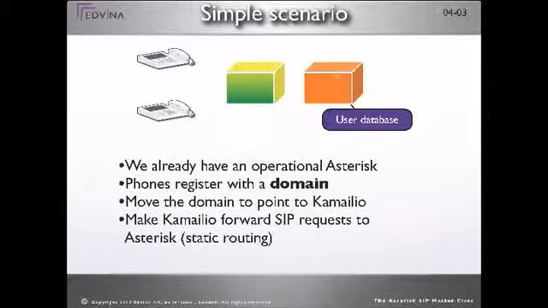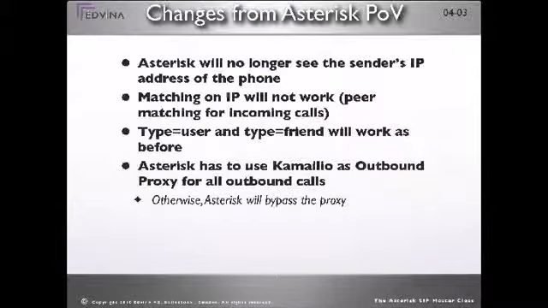So what can we do with this? Well, from Asterisk's point of view, Asterisk will no longer see the IP addresses of the phones, because all messages are sent from Camelio. So matching on IP won't work. Matching on username, like we do with user account, still works. And Asterisk has to be configured to use Camelio as the outbound proxy for sending out all SIP messages. Otherwise, Asterisk would try to talk directly with the phones, which is bad.